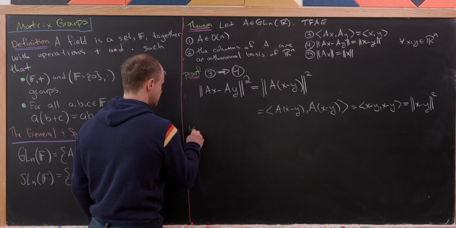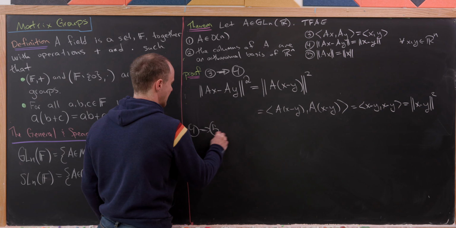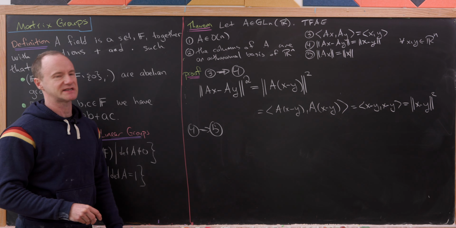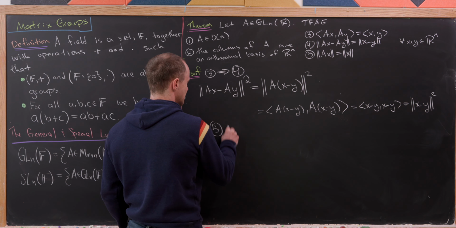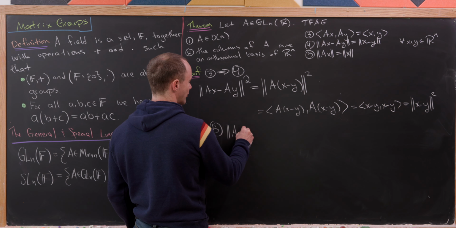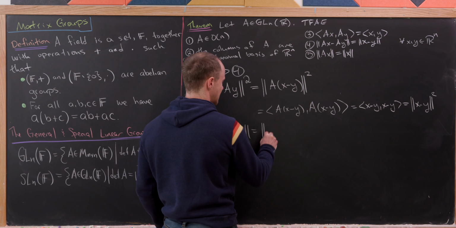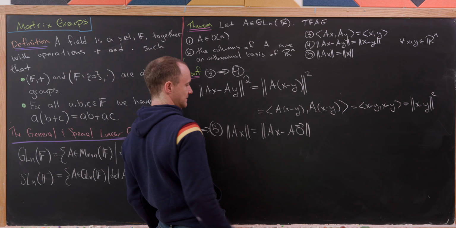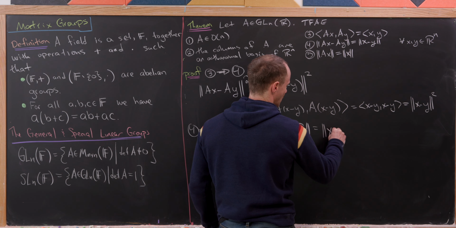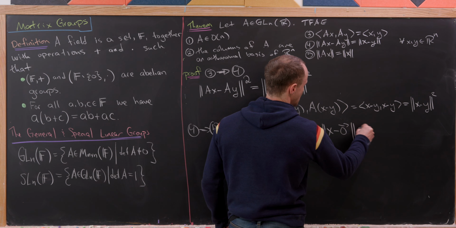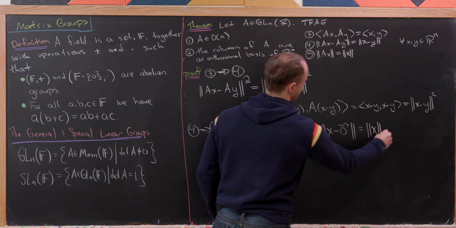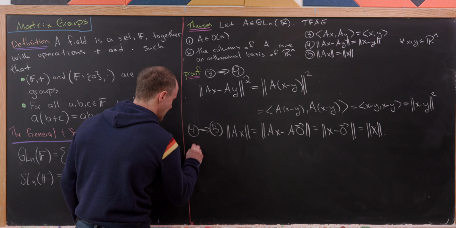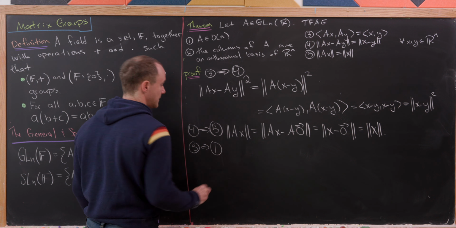Now let's look at 4 implies 5. Well, 4 implies 5 is almost immediate. You just have to set y equal to 0. To be real thorough here, the norm of Ax is the same thing as the norm of Ax minus A times the 0 vector, which is the same thing as the norm of x minus the 0 vector, which is the same thing as the norm of x. So we're good to go there. And now let's do 5 implies 1.